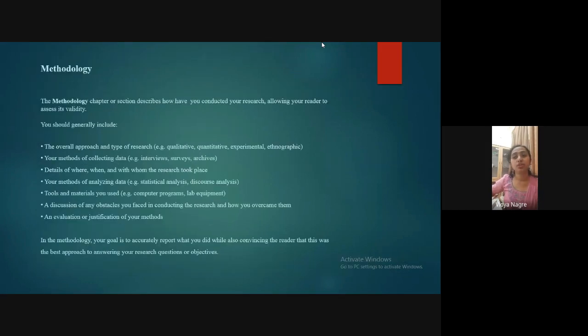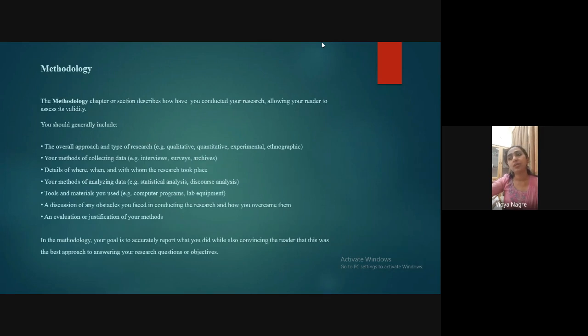Next is methodology. You have to be very careful when you choose your research methodology. You have to first identify what you want to go for. You have to understand the overall approach of your research. Is it qualitative in nature or quantitative in nature, experimental or ethnographic, or is it an empirical study or something like that? According to that, you have to choose the correct method of study.